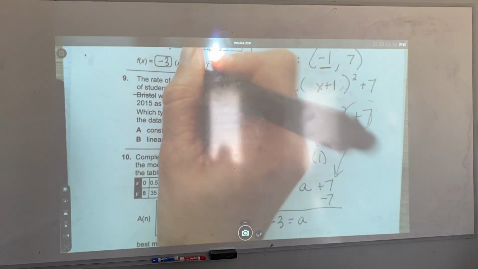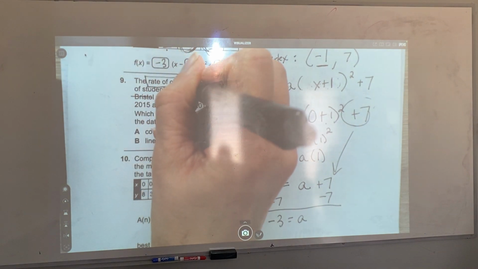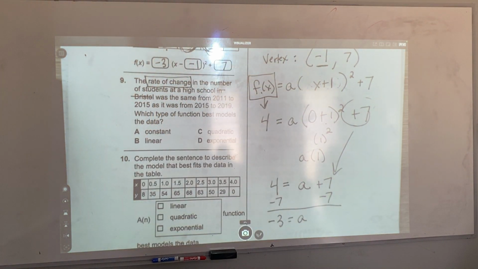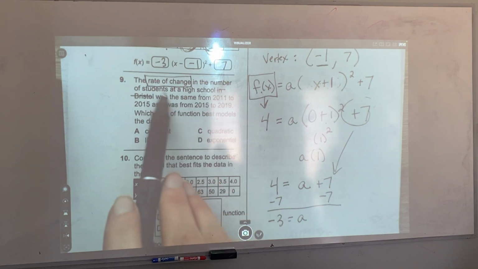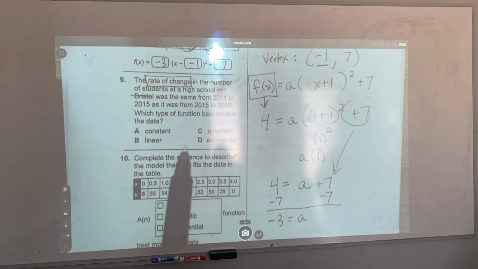First, let's define what a rate of change is. It's kind of self-explanatory. What does it mean? What do you think of when you think of rate of change? It changes over a period of time. Yeah, something changes in relationship to a period of time or something else. It doesn't have to be time, but in this case, it definitely is. So what's changing in relationship to the period of time? The number of students.